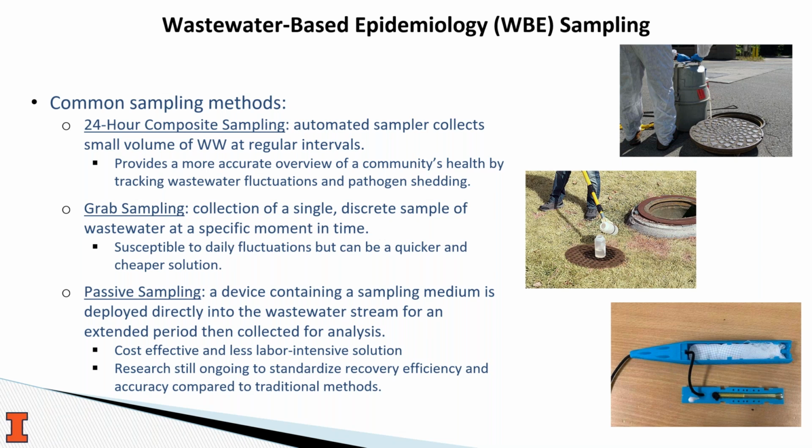Next is grab sampling. This involves collecting a single sample at a single point at a wastewater treatment plant at one time, using a container like a bottle to collect samples directly from the wastewater stream. It's much faster and much cheaper, but it is more prone to variability. If you're just taking one sample, it might not reflect the condition of the whole community throughout the day, and it can be limiting, but it's still useful, especially in settings with limited resources.